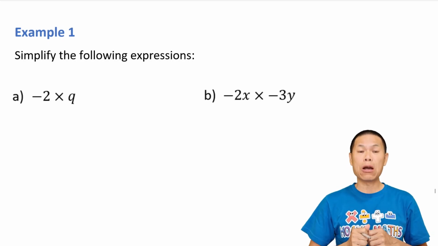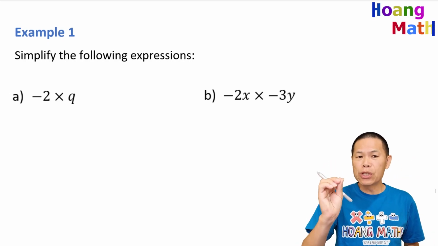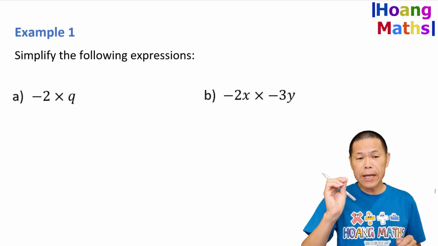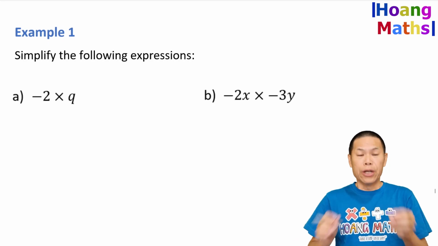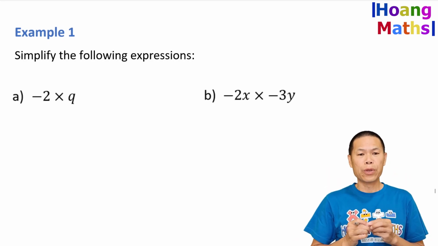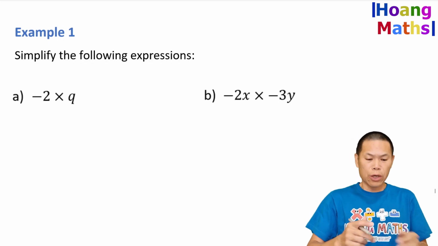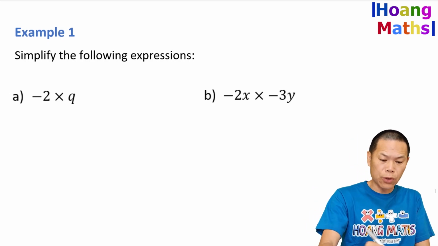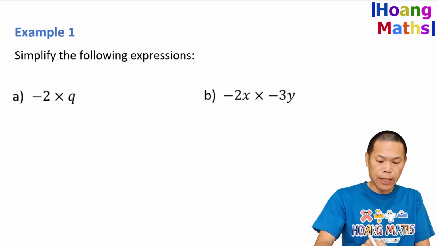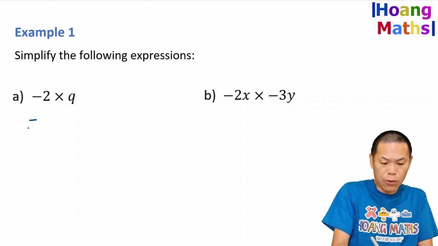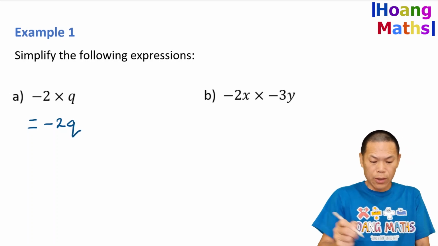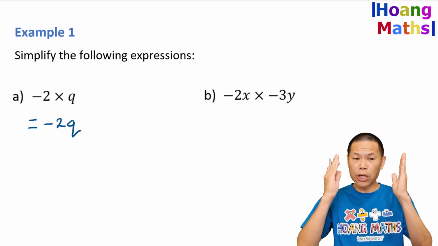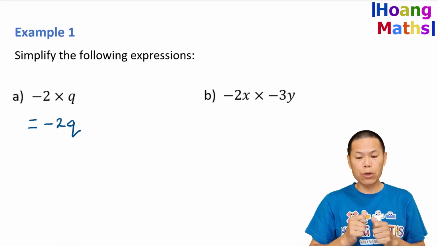When we multiply algebra, numbers we multiply them together, and letters we multiply them together. So for example, we have -2 times Q. There's the number -2, and no number in front of Q, so that means 1 there. So -2 times 1 is -2. Let me just write here, equals -2, and Q we just write down. So -2 times Q is -2Q.